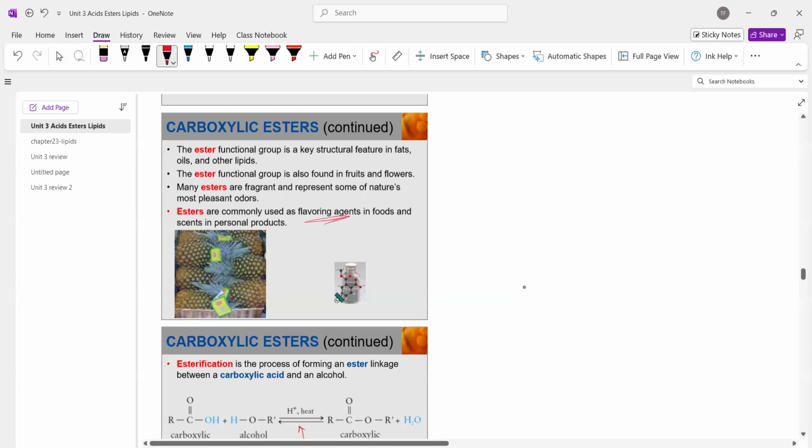They're used as flavoring agents. You'll see the artificial strawberry flavor, artificial whatever flavor. Frequently, it's a combination of esters.